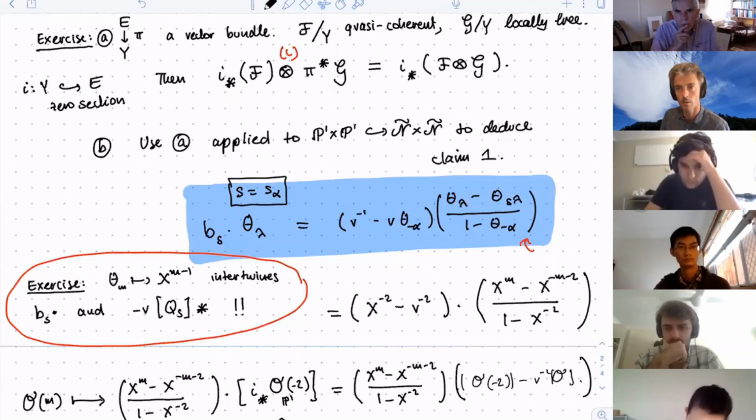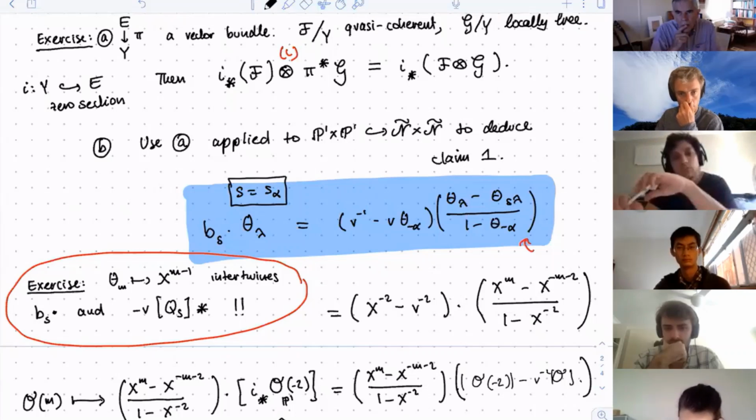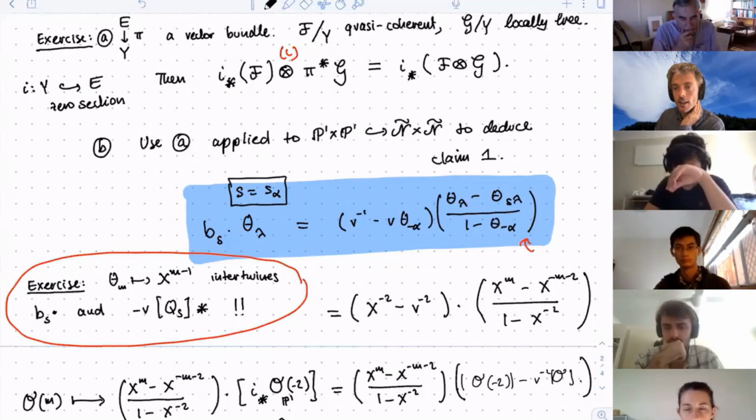I guess I'm still kind of concerned by something. Is this anti-spherical module smaller than the affine Hecke algebra in some sense? Yes, it's much smaller. But the claim is that it's still a faithful module. Okay.